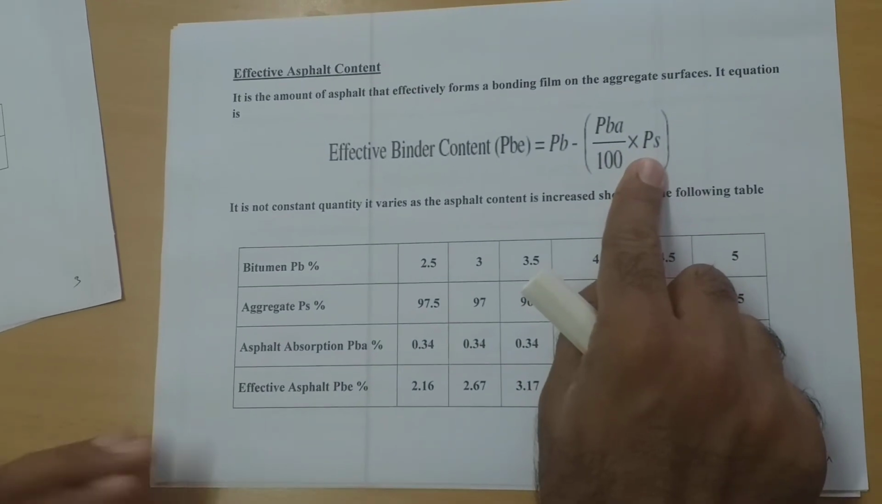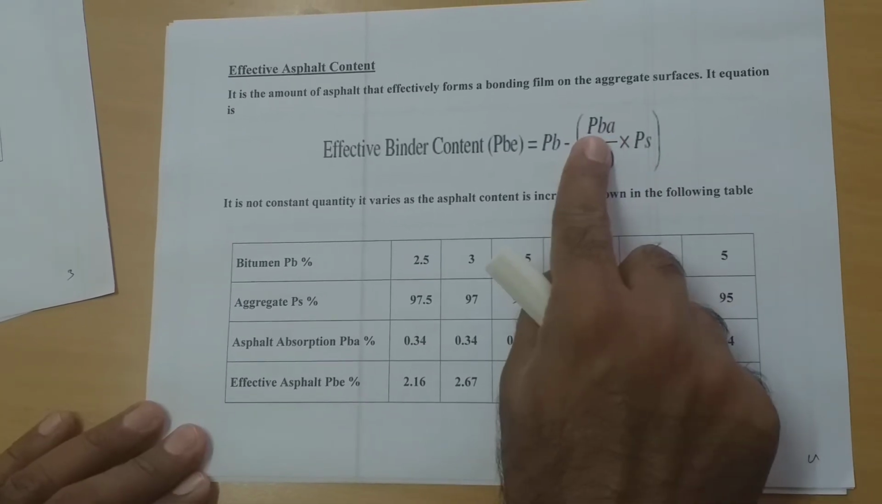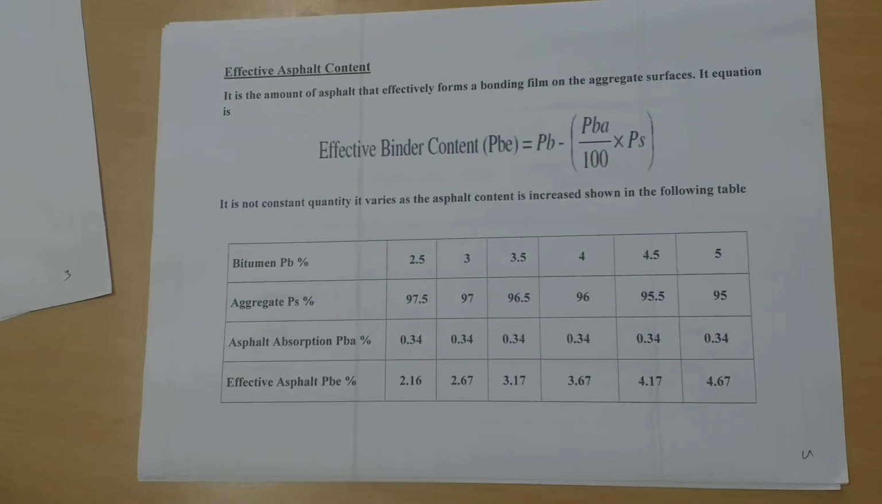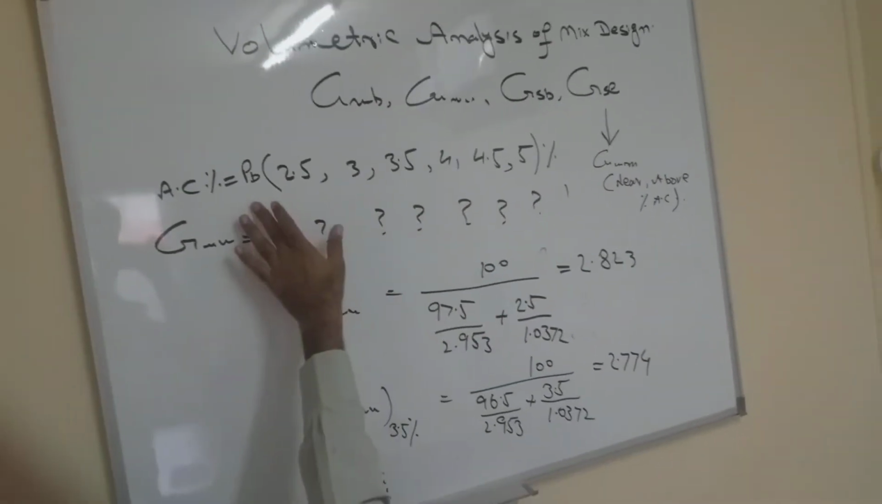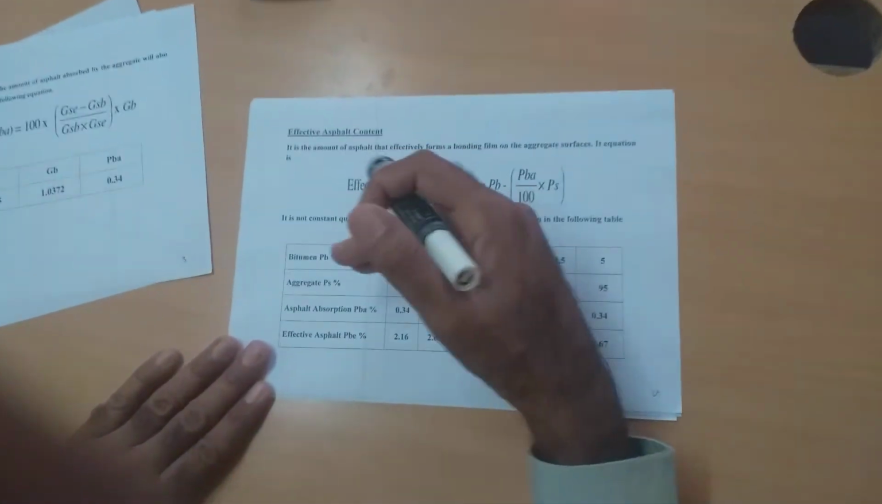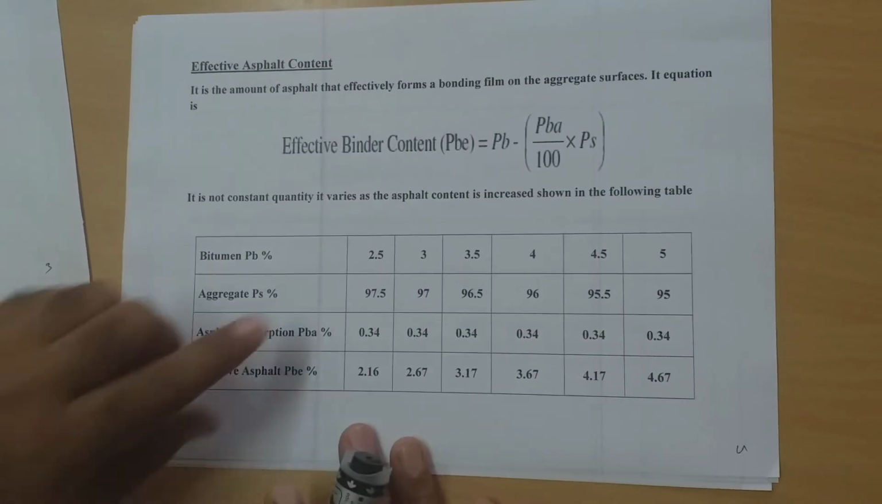This PS, as I have already told you, is the aggregate percentage. This PBA is the bitumen absorption, and PB is the amount of bitumen you have used, which I have already shown you over here. Now, by using this expression and these values, I will calculate the amount of effective asphalt content.